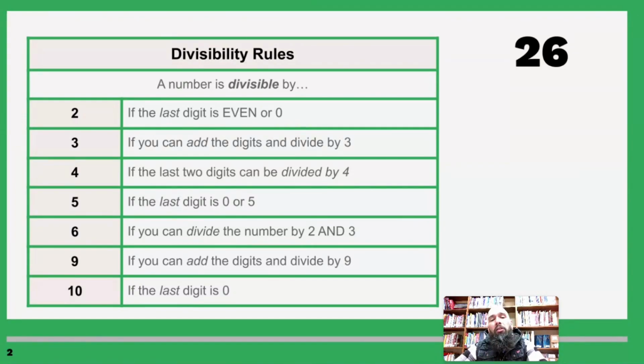But these are the table of rules that we can use to determine if a number is divisible by these numbers. So we will try 26 on all of these.